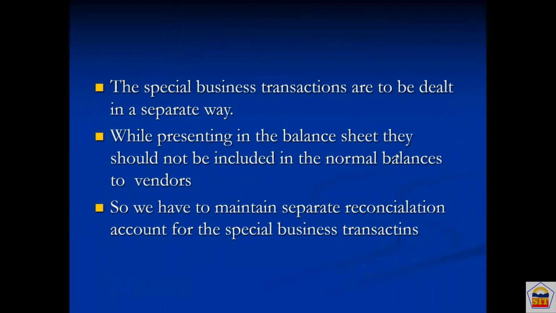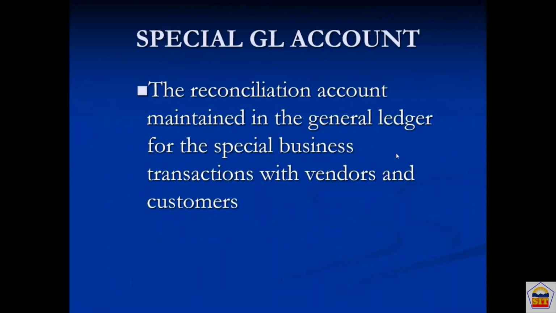While presenting in the balance sheet, they should not be part of your normal reconciliation account. So it should not be part of your sundry creditor. It will be maintained on the opposite side. We have to maintain a separate reconciliation account for the special business transaction. Again, the same thing. Now it is saying that the way you maintain line items, open items, for your normal reconciliation account, for your special reconciliation account also, the system is going to manage the line item as open item, cleared item.